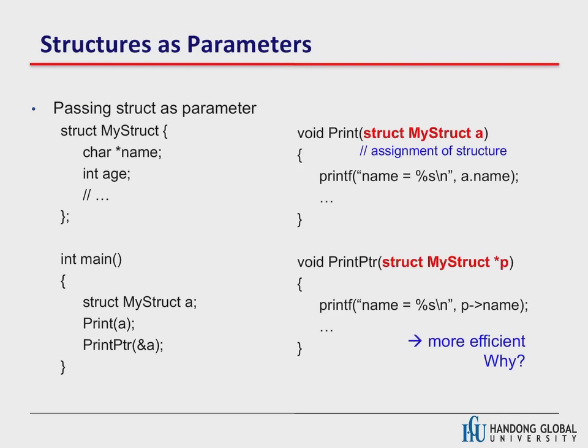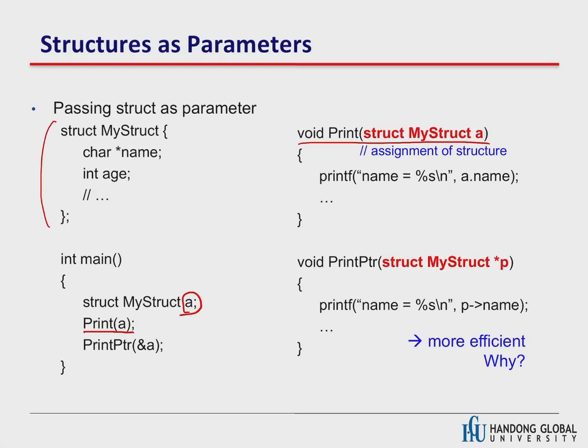Okay, and the next issue about structure is how to use structure as parameters. So we want to pass a structure as a parameter. We have a structure here. Then in the main function, we have one structure instance A. Then we call this print function passing A. Okay, so we have a print function.